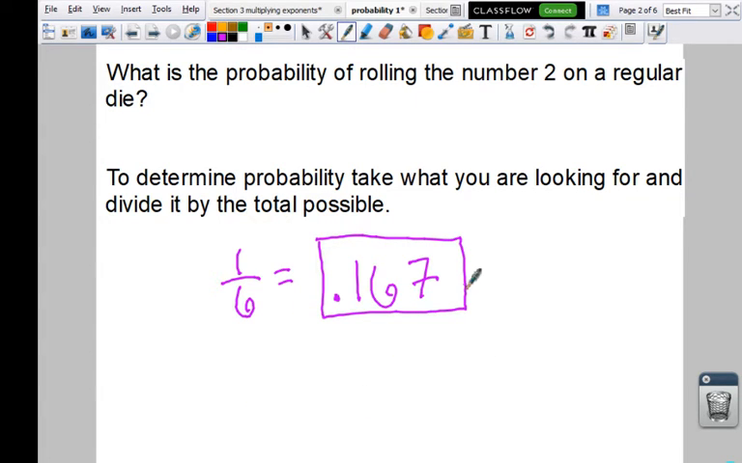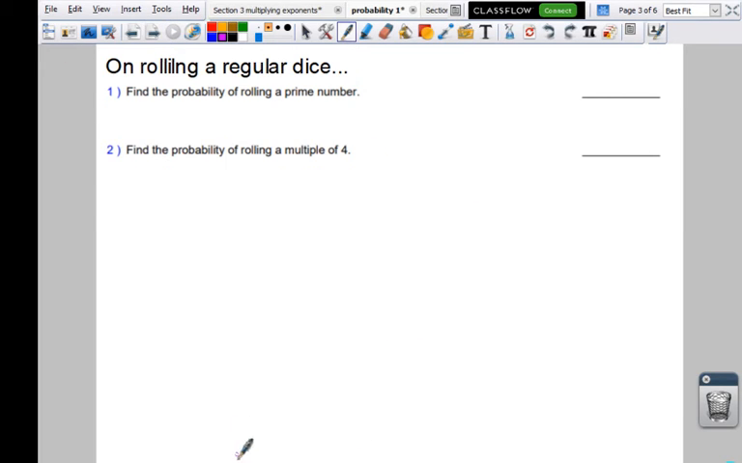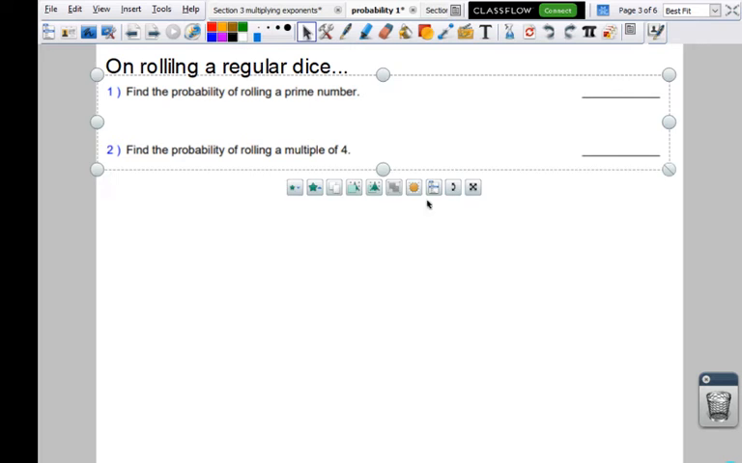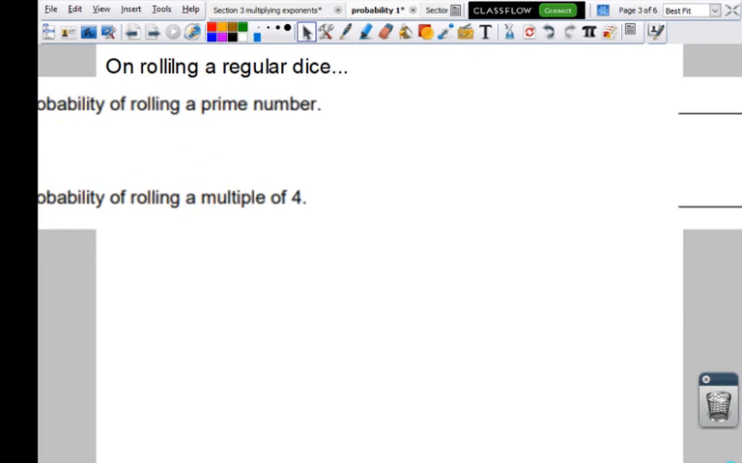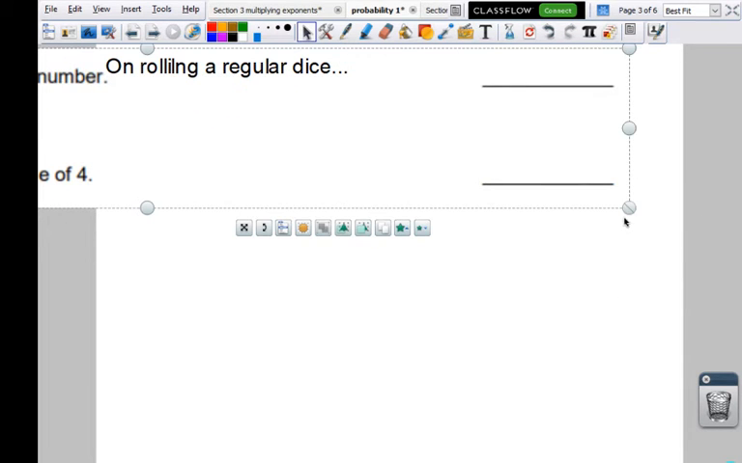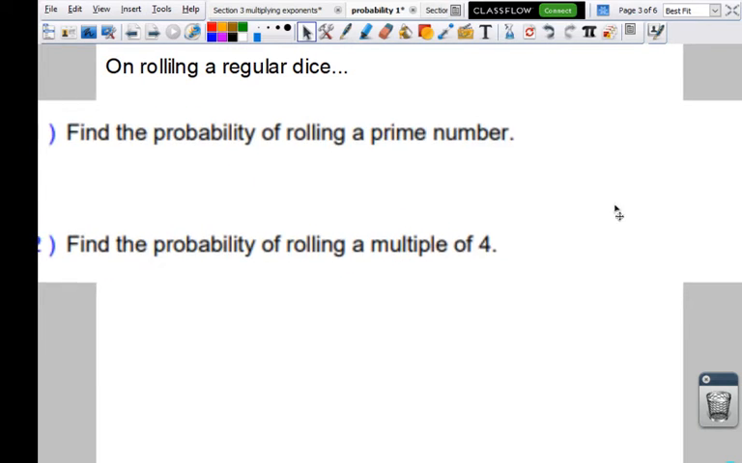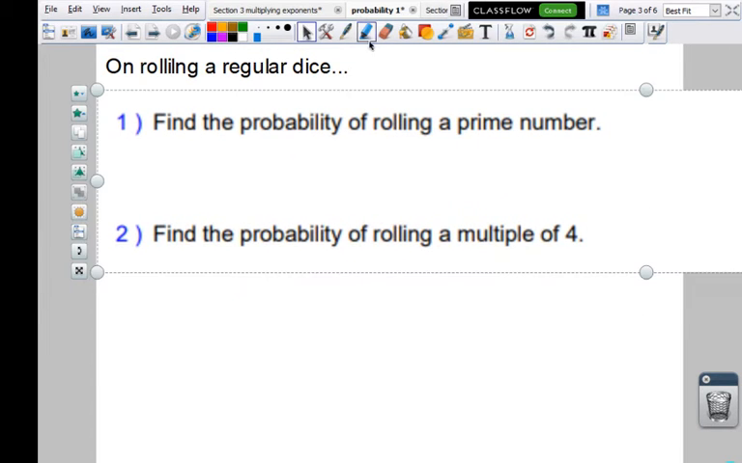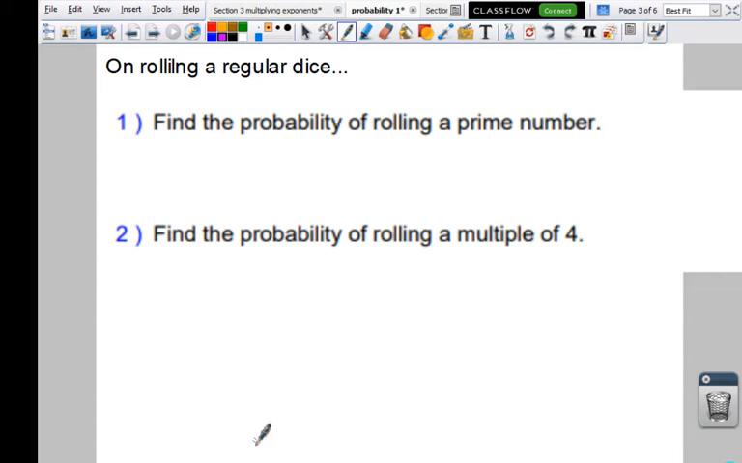Okay, so we're just going to practice finding some probabilities. These look a little nicer. If we're going to keep rolling a regular dice, let's find the probability of rolling a prime number.